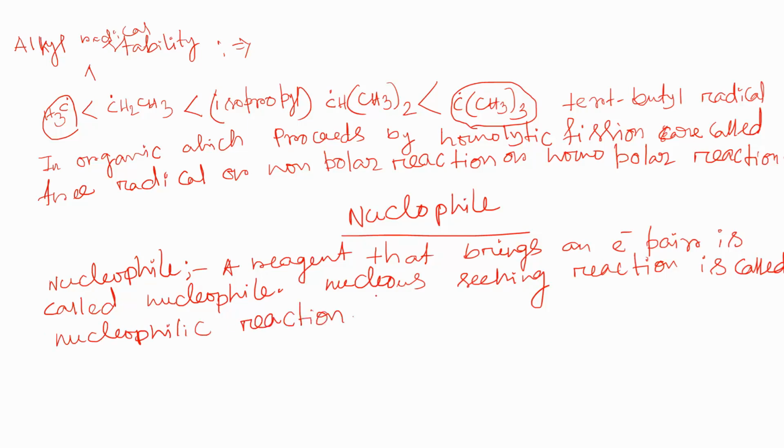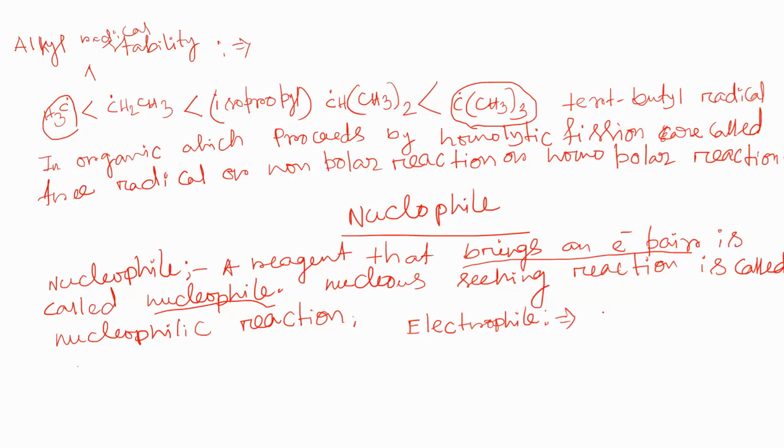Now we'll come to the electrophile. So what is an electrophile? An electrophile is a reagent that takes away an electron pair. And what is a nucleophile? A nucleophile is a reagent that brings an electron pair. The electrophile is the opposite of the nucleophile. So what is the opposite?